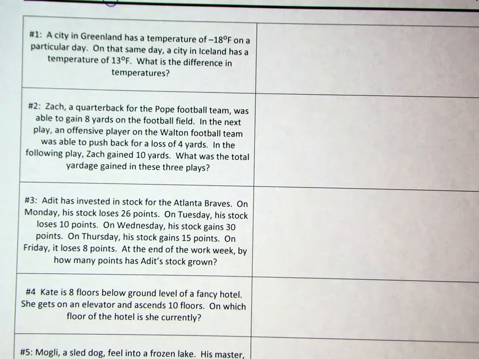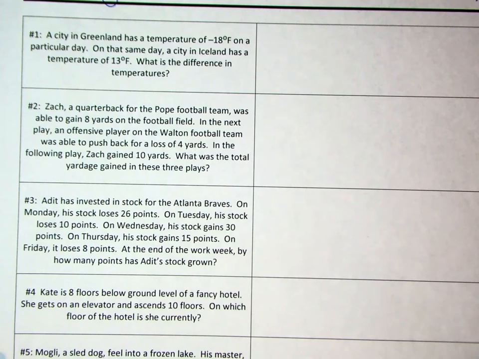worksheet. Problem number 1 says, a city in Greenland has a temperature of negative 18 degrees Fahrenheit on a particular day. On that same day, a city in Iceland has a temperature of 13 degrees Fahrenheit. What is the difference in temperature? As we talked about in class, difference does generally tell us to use a subtraction function.